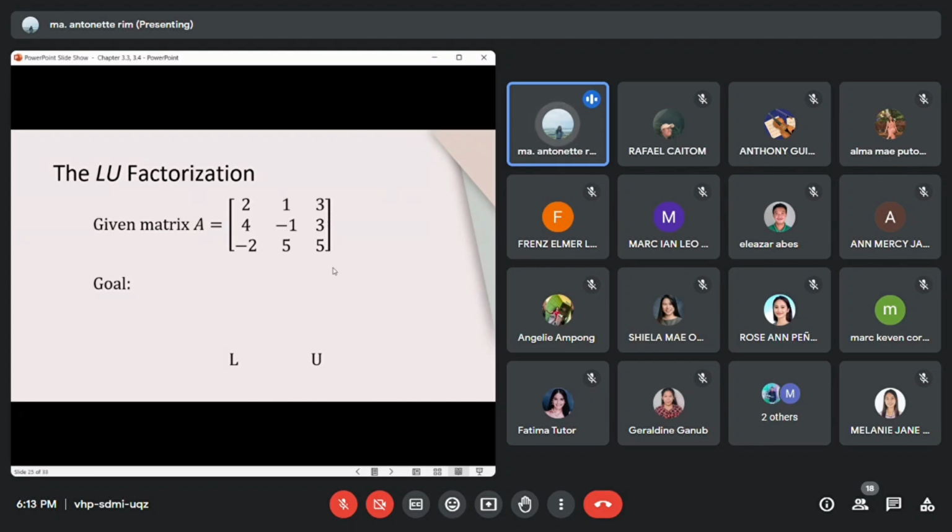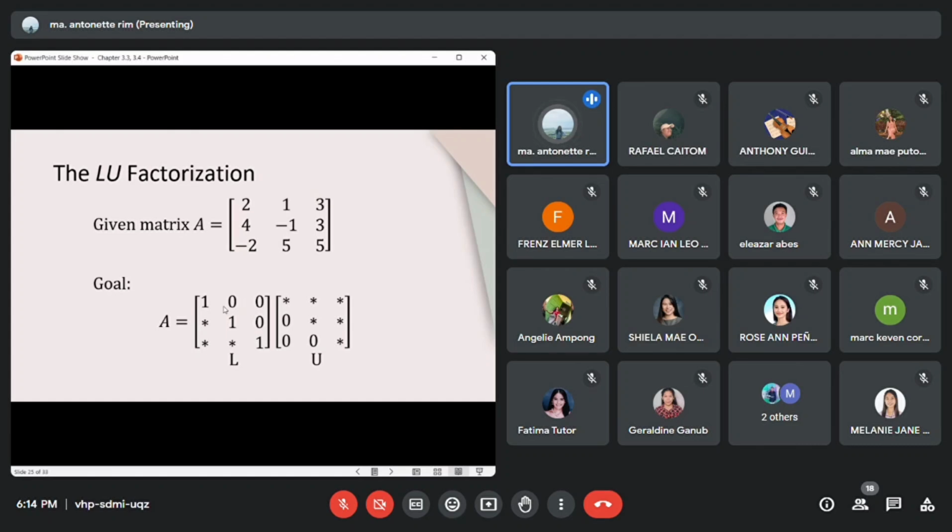So, given this matrix A, we have here a 3 by 3 matrix: 2, 1, 3, 4, -1, 3, -2, 5, 5. The goal is to produce two factors, and the form of these factors should be like this. L is a lower triangular matrix, so the main diagonal should be composed of 1s, and the upper triangle should all be 0. So that is the goal.